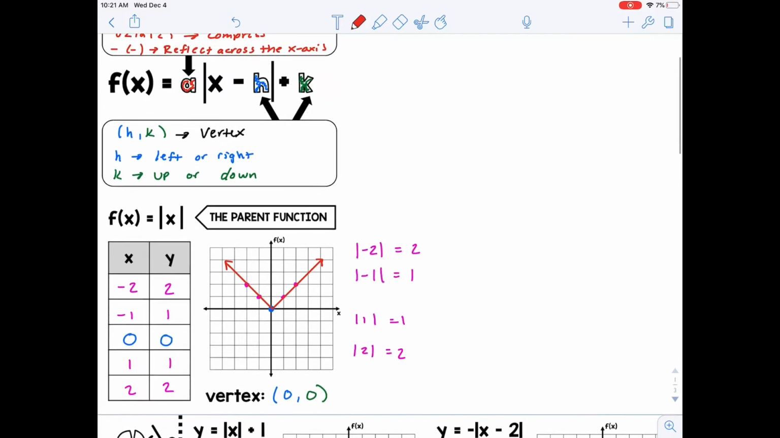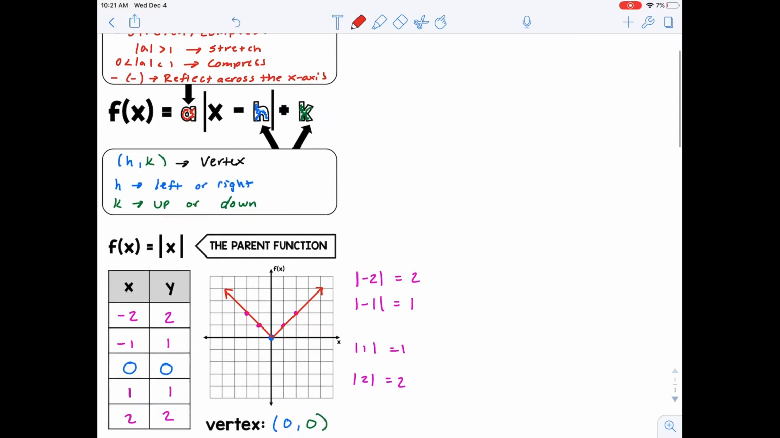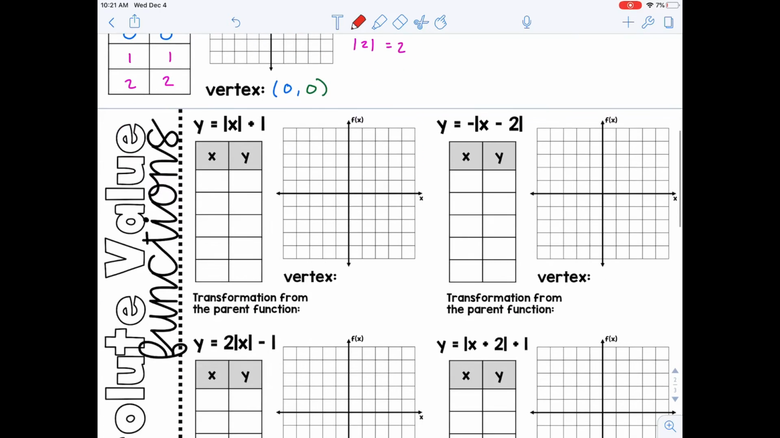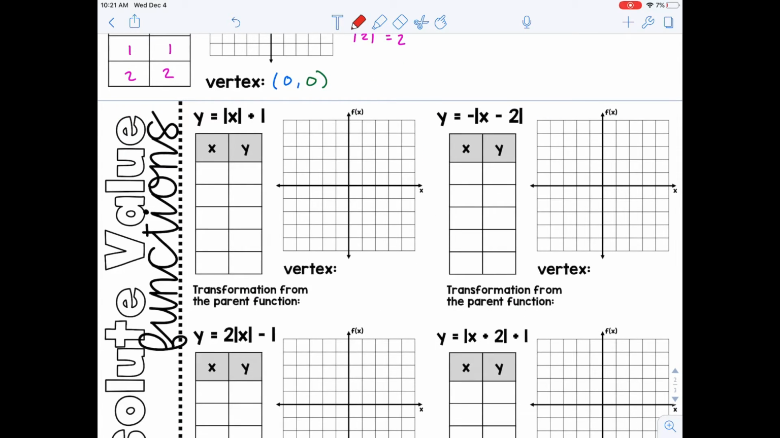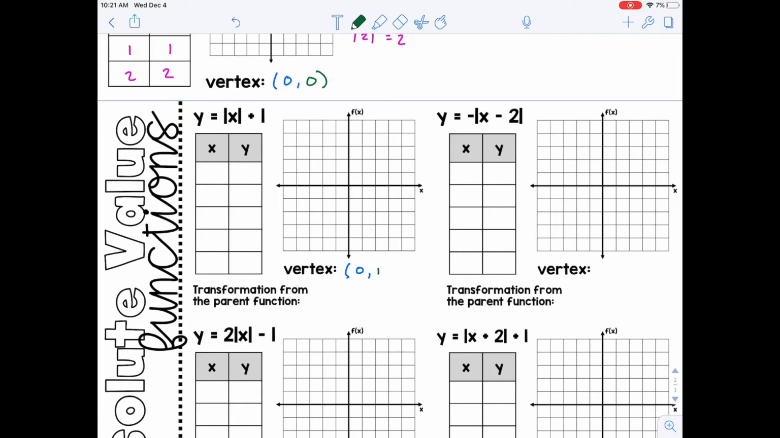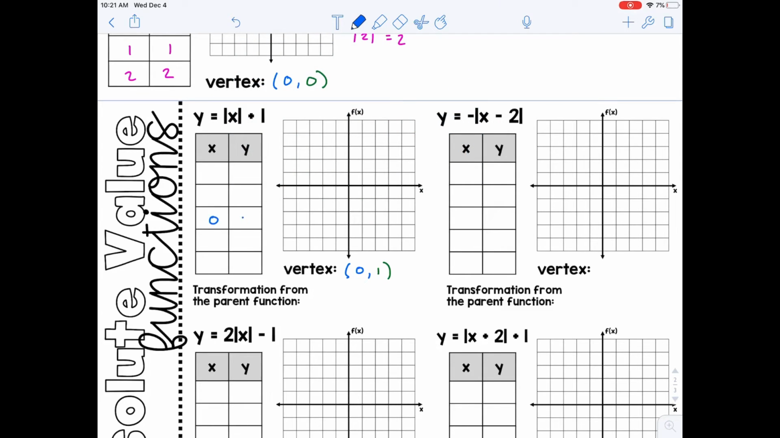All right, so now let's look at what happens when we transform. If we change things like the a, h, and k value, how is that going to change what the graph looks like? So the first one, all we're doing is adding 1 onto the end. So what does that make our vertex? In the absolute value bars, there's nothing with x, so the x value is 0. And the k value is 1. So that's going to give me my vertex at 0, 1.